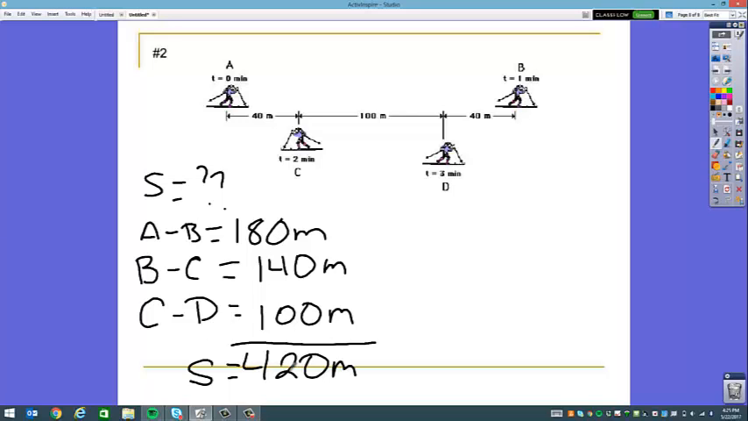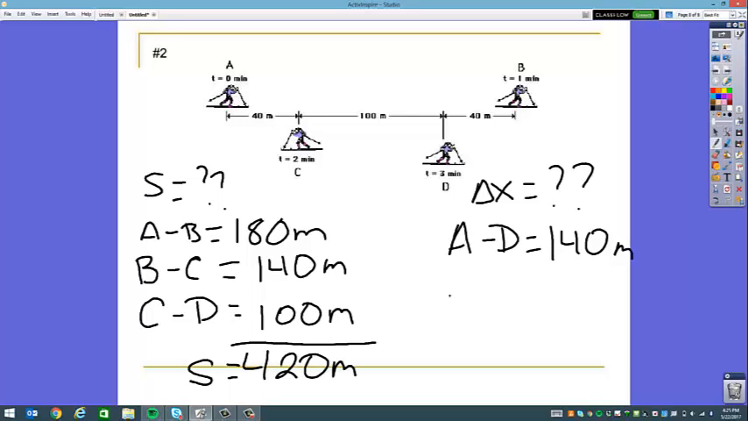Then the next thing it asks is for my displacement. So I'm going to label my displacement as delta X since I'm moving in the horizontal. And since I'm looking for my displacement, I'm looking at how far A and D are apart from one another. So in a straight line, your displacement is always going to be a straight line start to finish. So if I look at A over here, I look at D, look at how far apart they are. They're 140 meters apart.